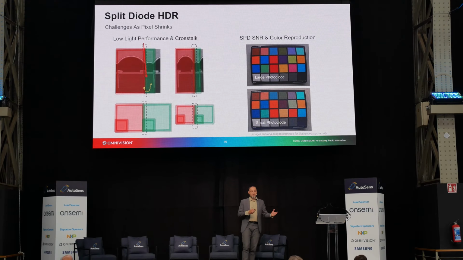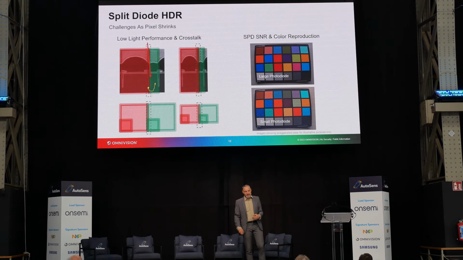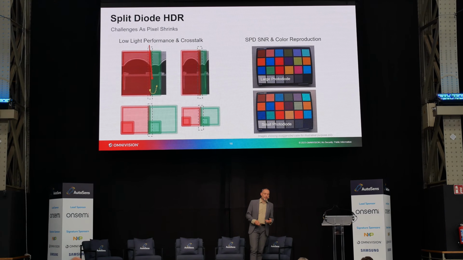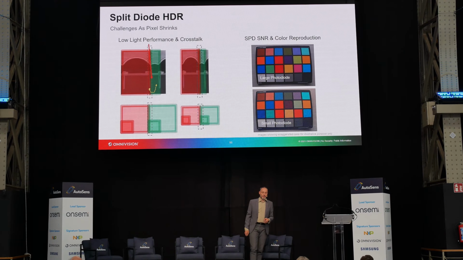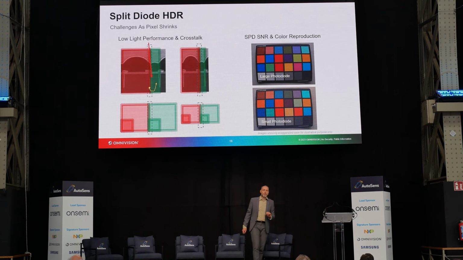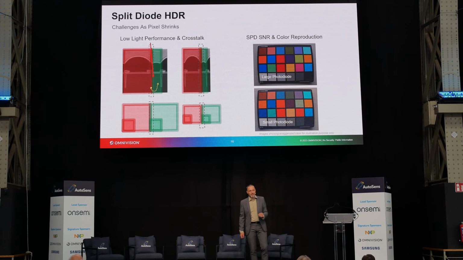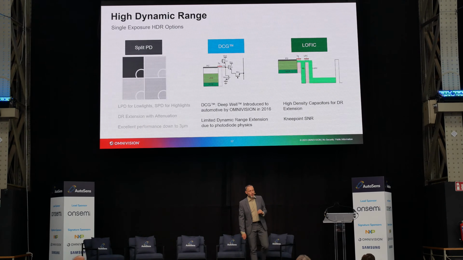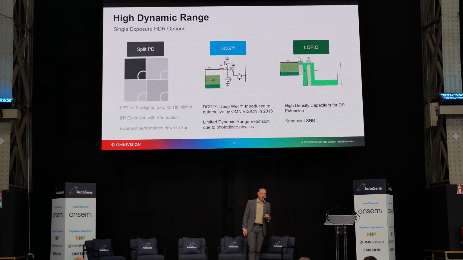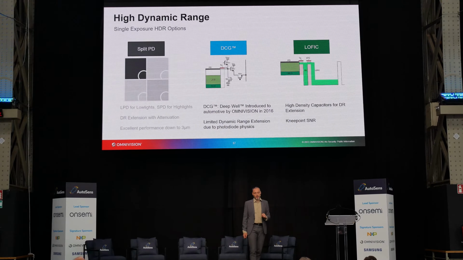Also, this small photodiode is small and smaller in the smaller pixel. So the SNR it can deliver degrades, as you can also see from this picture. Okay, so if we want to go to ever smaller pixels, maybe the split photodiode is not the best option. So what else do we have at our disposal?